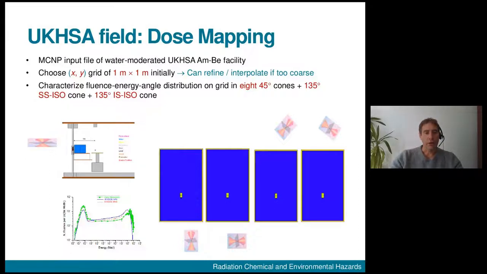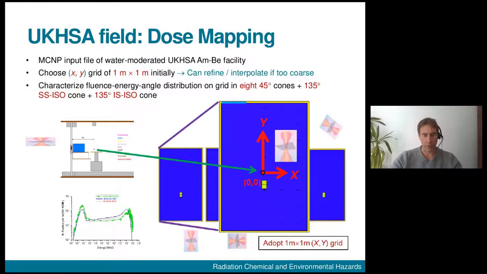Okay, so this was our Monte Carlo MCNP model. We're looking down now in plan view, and we define an XY grid within our facility. So I'll zoom in a bit on just one of those. Here we have the AmBe source, the water tanks in front of it, and then on this 1x1 meter grid, we define various tallying points, and we define cones on those tallying points in order to characterize the fluence energy distribution of the field, which we then of course convolve with the effective dose conversion coefficients that we've already mentioned.